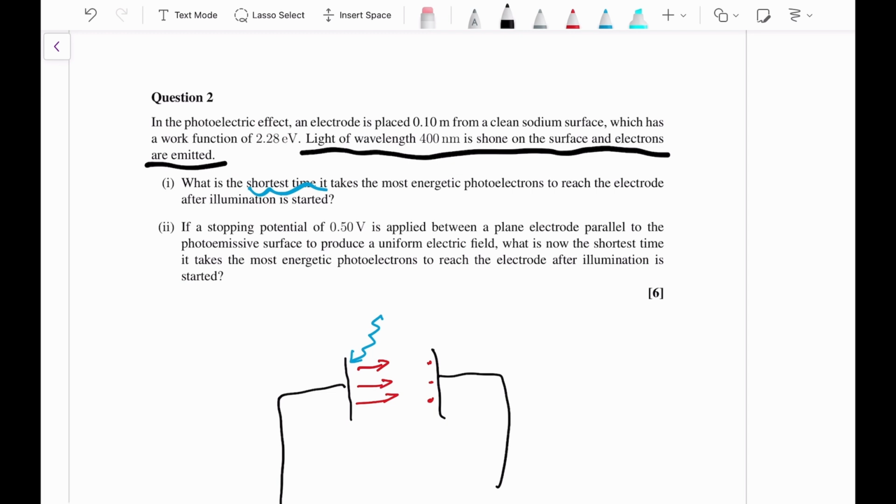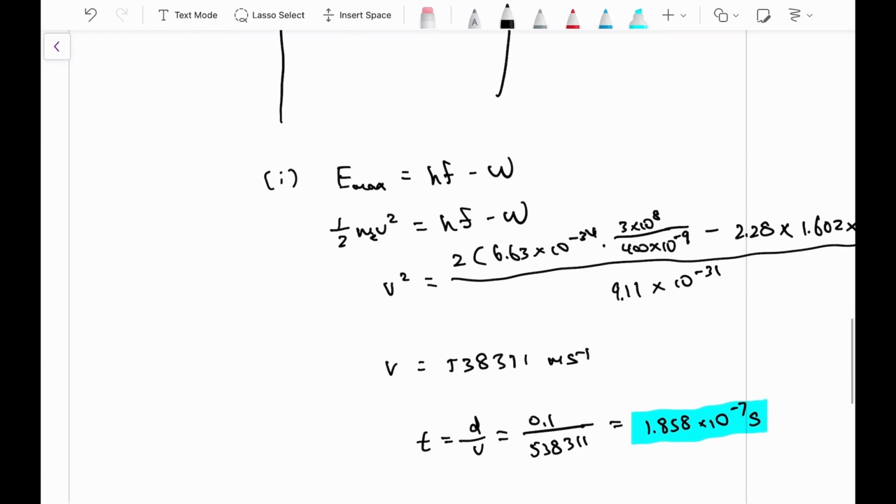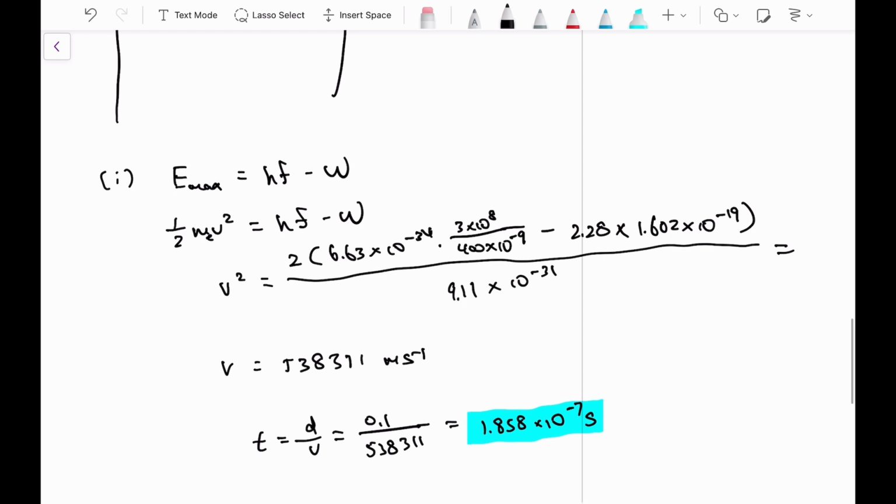Okay, so it says a stopping potential is applied. So this essentially means that this is opposing the potential that is generated by the photoelectric effect. So my idea is that we can take a value from the previous question.